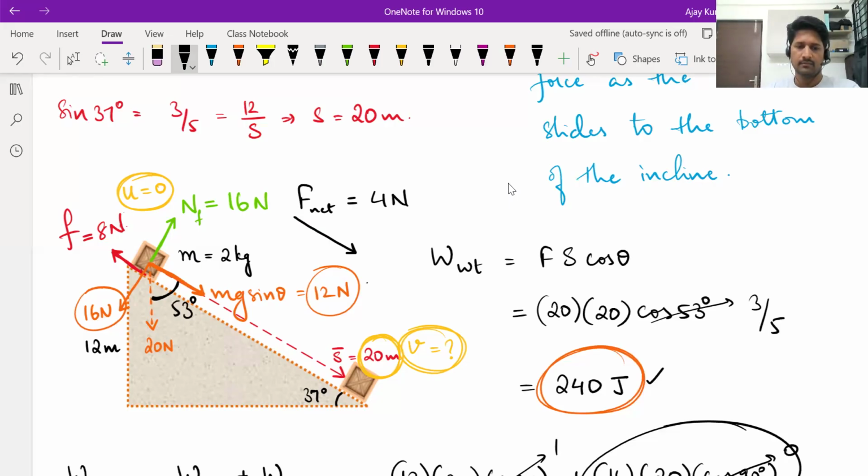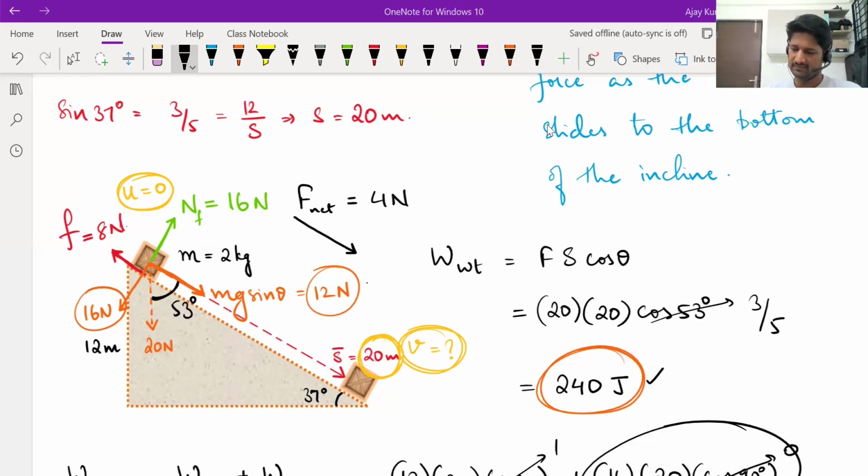Can you repeat what you just said? Net force is 4 newtons. The mass of the block is 2 kg. How much will its acceleration be? Okay, anyone? How much will the acceleration of the block be?